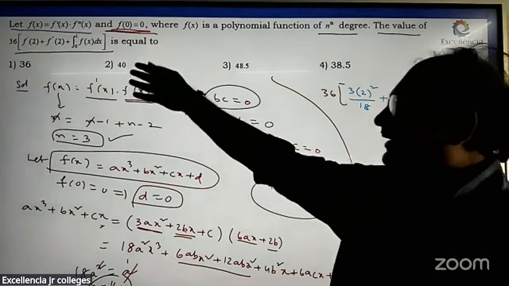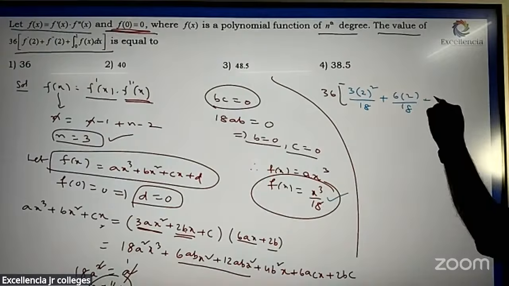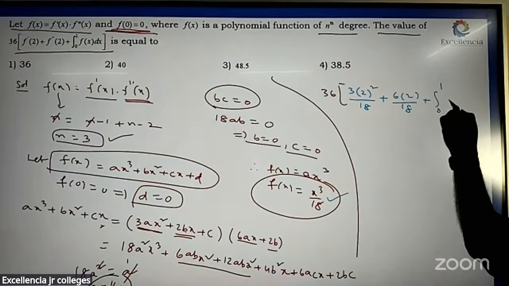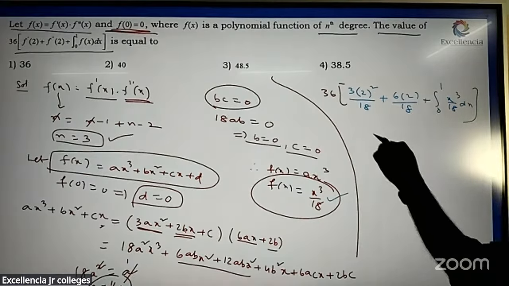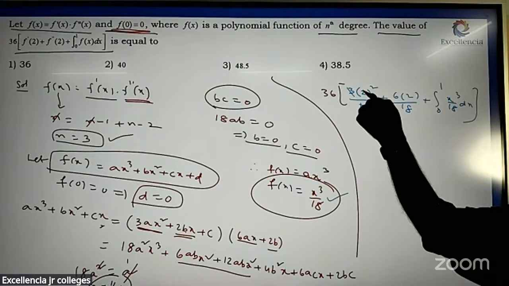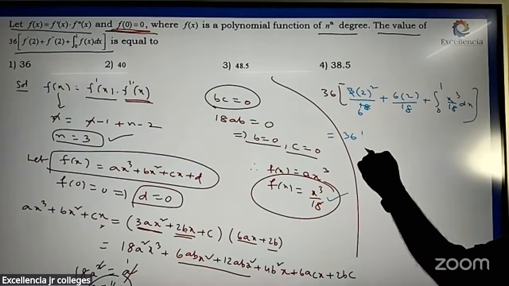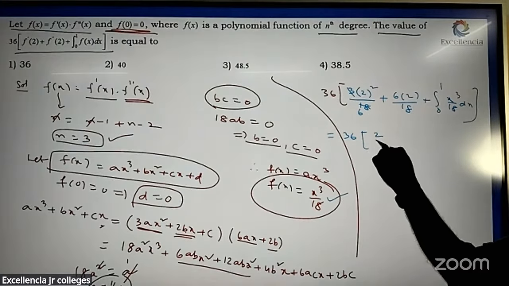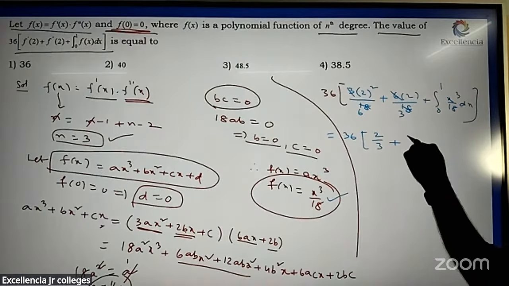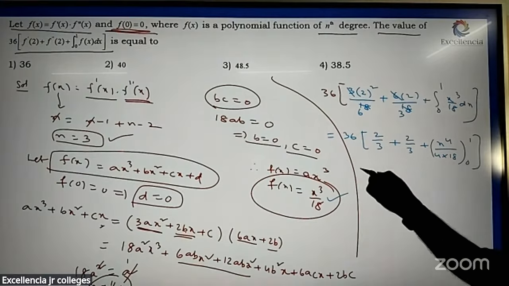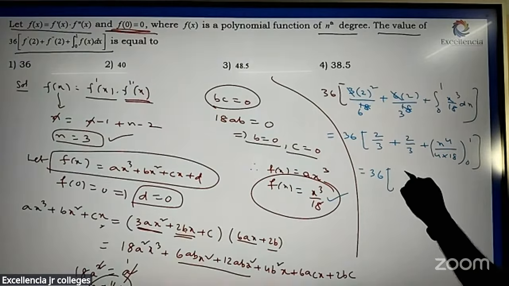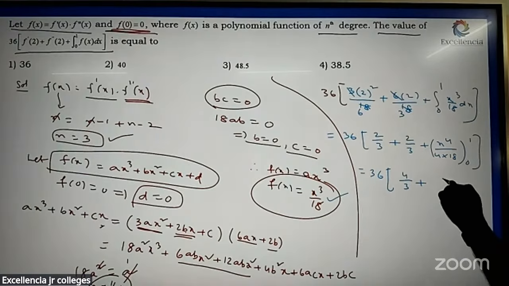Next, integral 0 to 1 f of x dx. Integral 0 to 1, what is f of x? x cube by 18 dx. So you simplify, you get the answer. So 3 6 times, so 36 into 4 by 6. 4 by 6 means 2 by 3. 6 3 times, this also 2 by 3. This is x to the 4 by 4 into 18, 0 to 1. It is nothing but 36 into 4 by 3 plus 1 by 72.